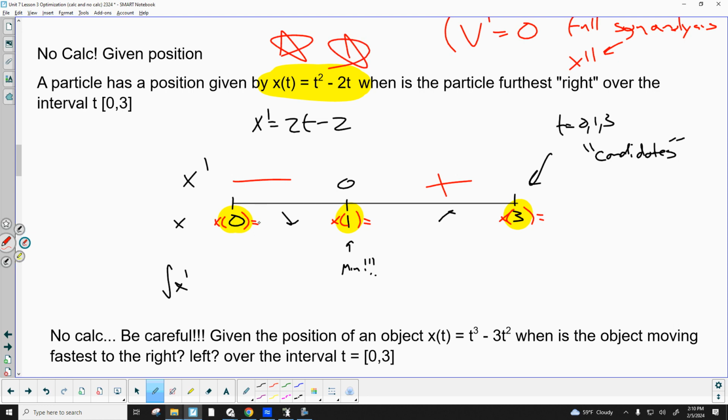Plugging in 0, you get a position of 0. I'm going to decrease. Plugging in 1, okay, this makes sense. I have a position of -1. I went from 0 to -1. I've reached a min. Plugging in 3, I get 9 minus 6. That's 3. I've increased from -1 to 3.